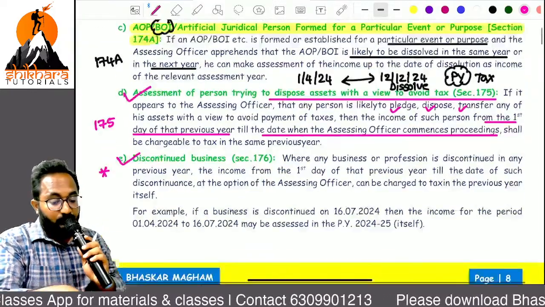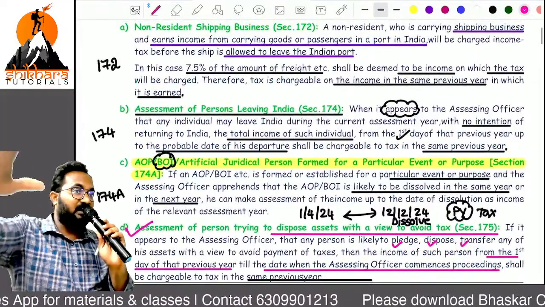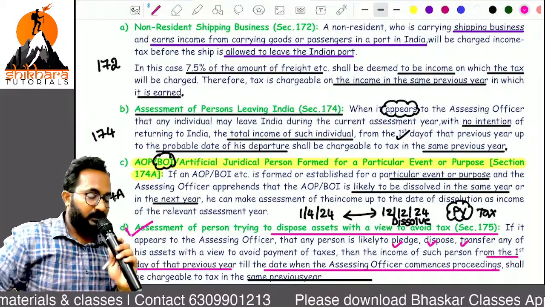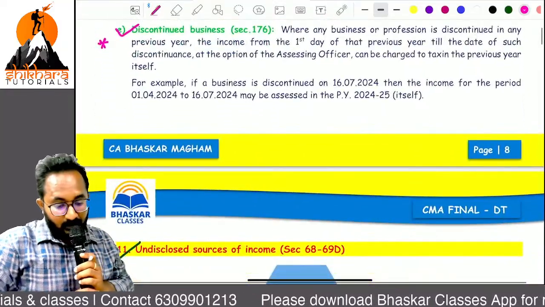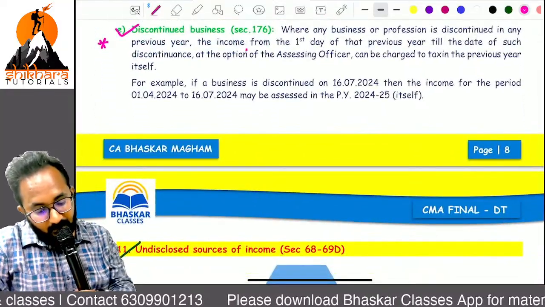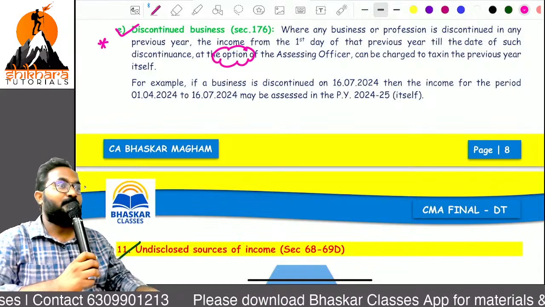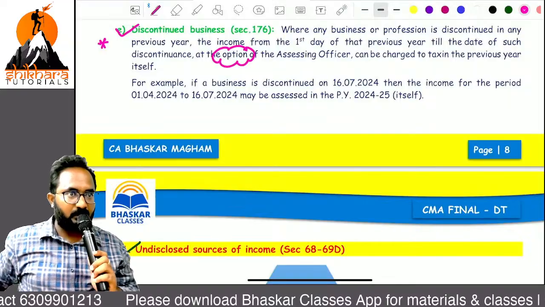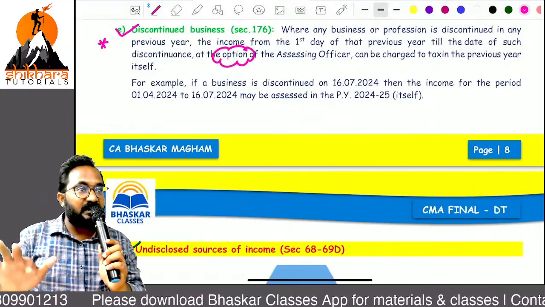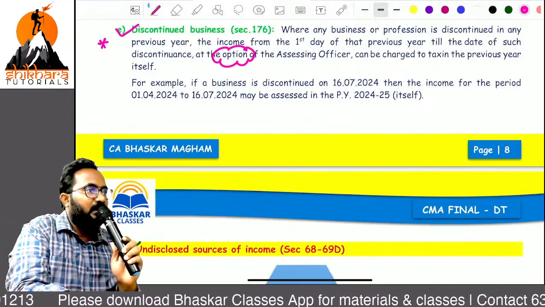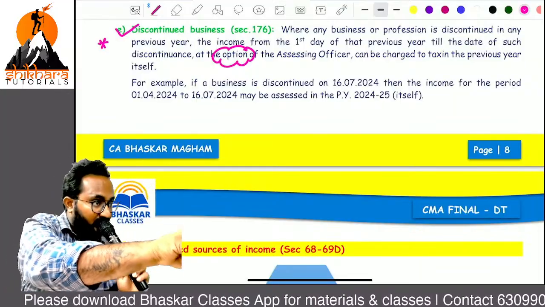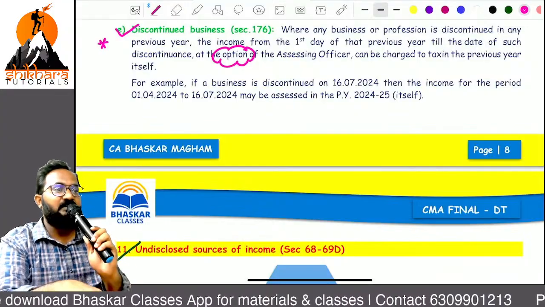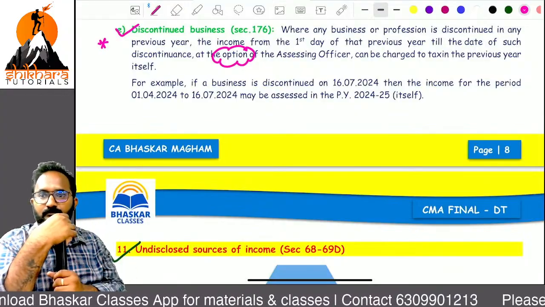In the previous 4 cases, the income of the previous year will always be taxed in the previous year only. But the last one is at the option of the AO. He can charge that income in the previous year, or he can charge that income in the assessment year also, at the option of the assessing officer.